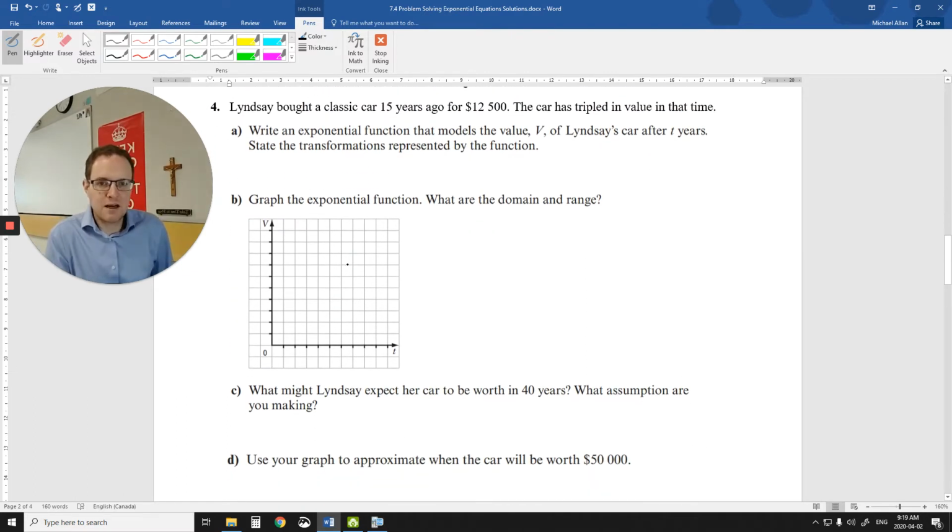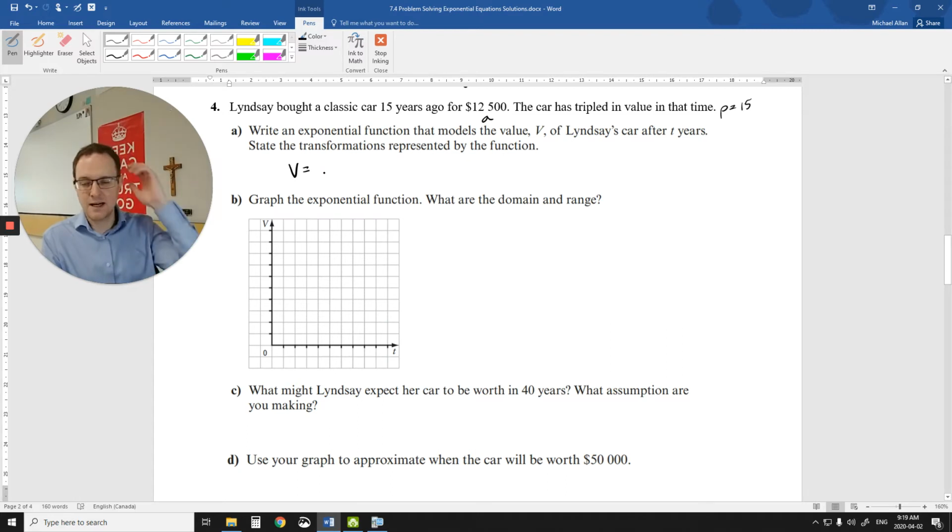Lindsay here bought a car 15 years ago for a very specific amount of money. So that's probably going to be my a value. The car has tripled in value since that time. So in 15 years, my car's tripled in value. So my period is going to be 15 here. It's a very strange amount here. So we're going to write an equation for this: the value of the car after t years.